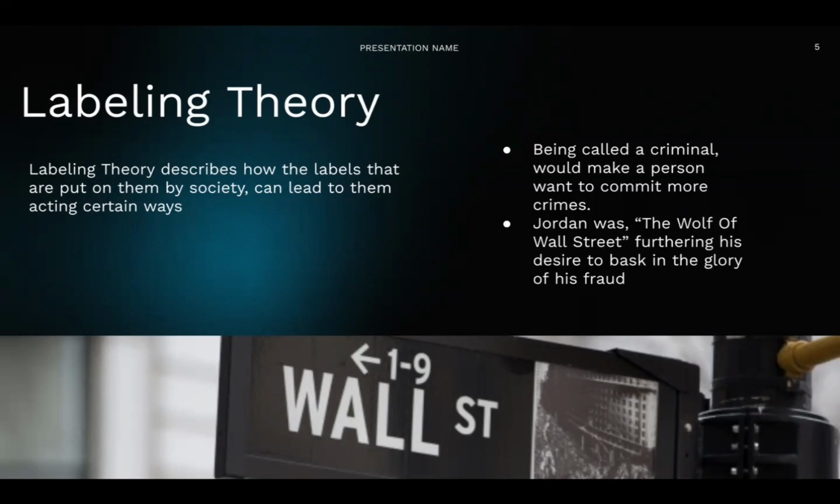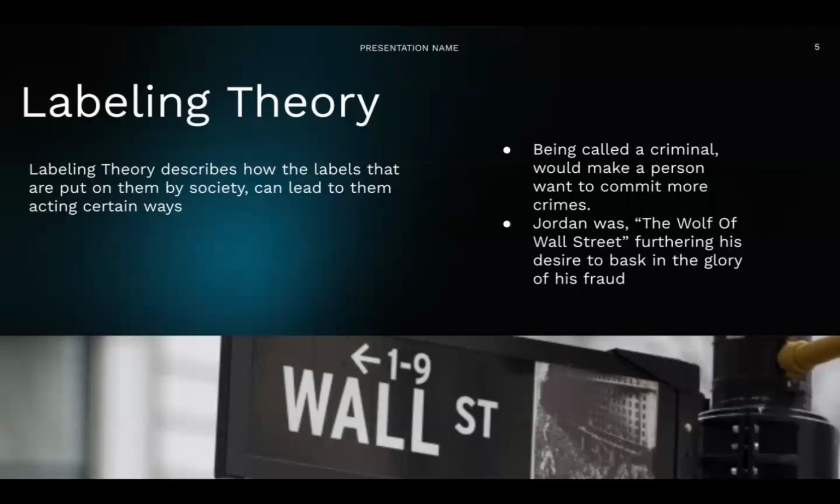In Jordan's case, his initial fraudulent activities were acts of deviance. However, societal responses, including the glamorization of his wealth and lifestyle through interviews and media, reinforced his identity as a rule-breaking success story. This label encouraged further deviance as he fully embraced the role of a fearless and financial genius, also being called the Wolf of Wall Street.